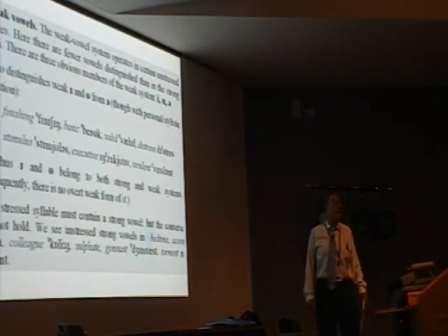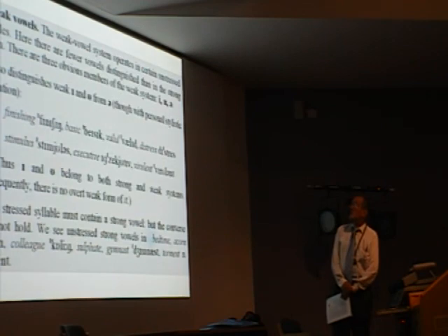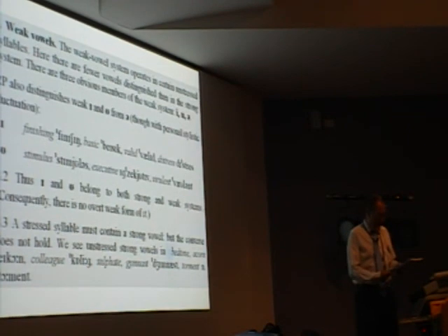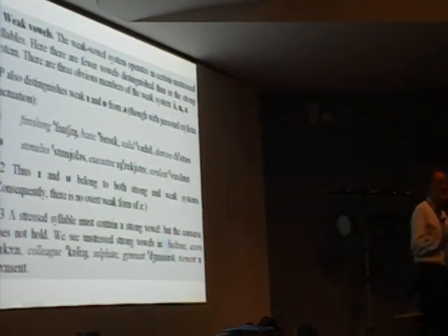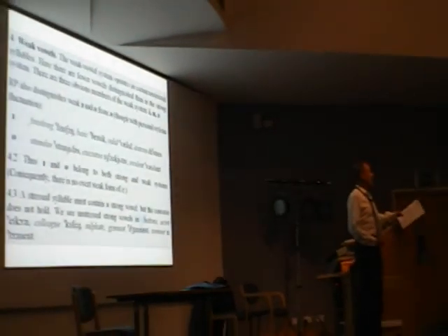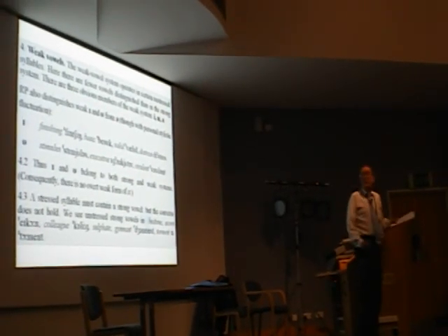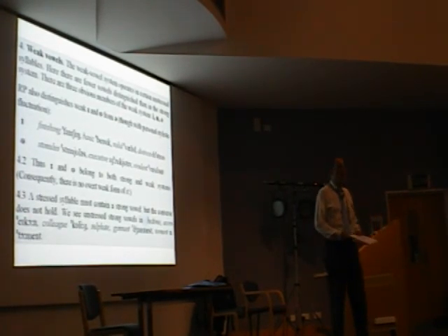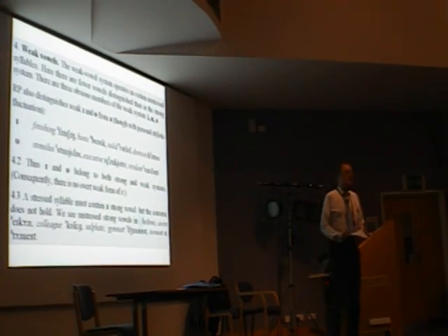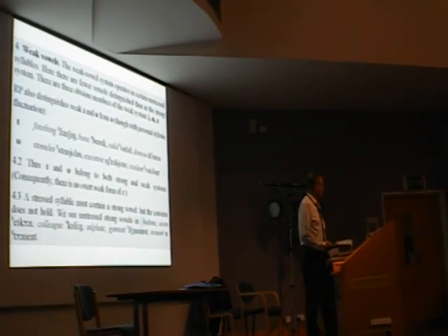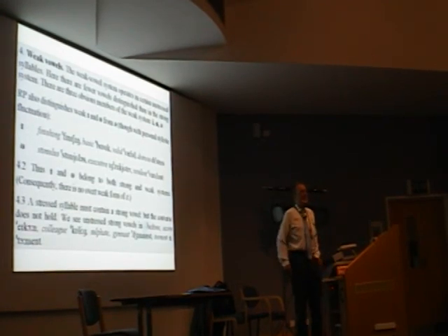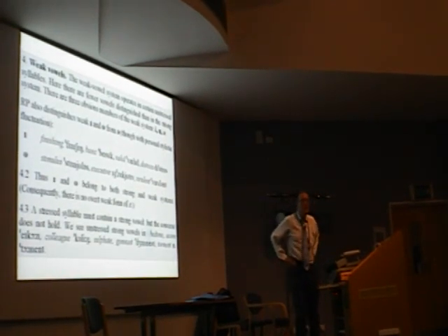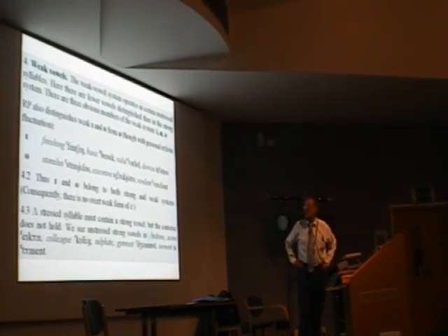Okay, section 4 on our handout. We can say that the weak vowel system operates in certain unstressed syllables. And here there are fewer vowels contrasted, fewer members of the system than in the strong system. We've already identified three obvious members of this system, the schwa and the other two. But, again, English is complicated because it's clear we also have to recognize the possibility of I and U being weak vowels, so that they can be both strong and weak vowels. They belong to both systems.